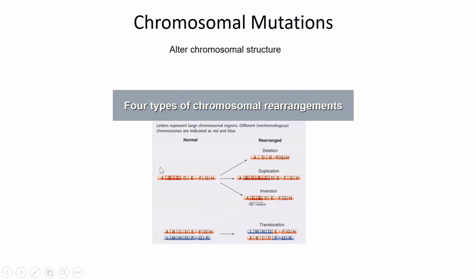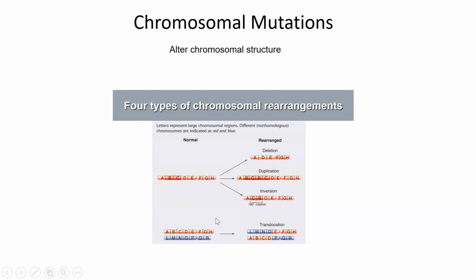Another type of mutation is an inversion, in which a segment of the chromosome is reversed with respect to its normal orientation. So if this is a normal chromosome and we reverse the BC segment, we would come up with an inversion chromosome, ACB, DE, FGH.